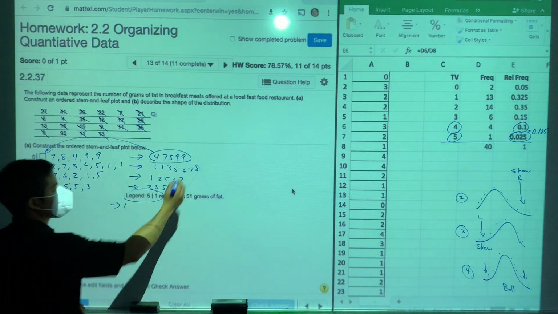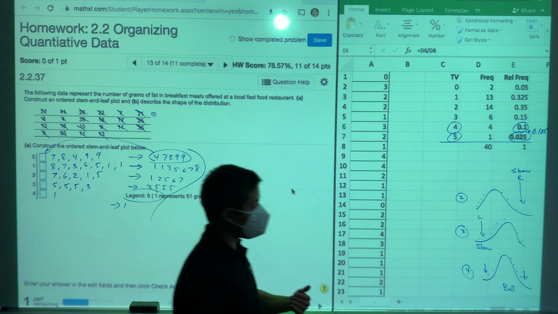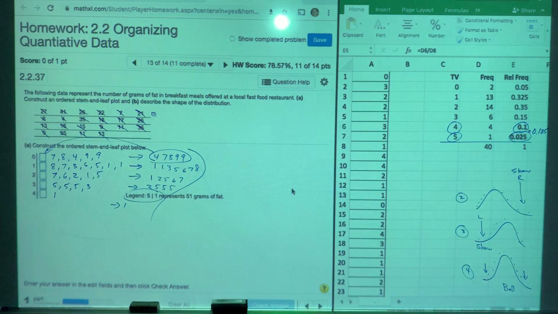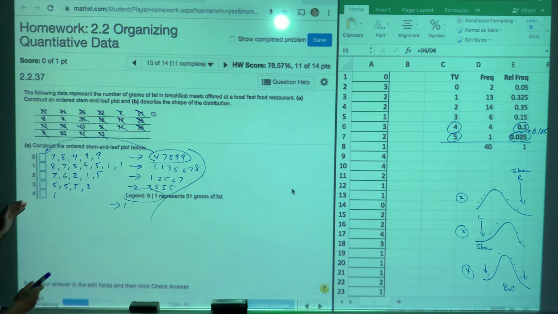what shape is this? I would think that it's going to be skewed to the right. That's part B, and they won't let me answer it until I put this in. I'm too lazy to write it in. Okay, you get the idea?